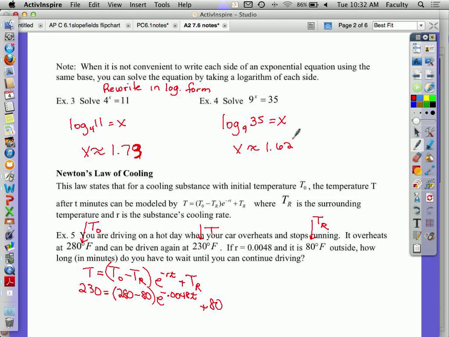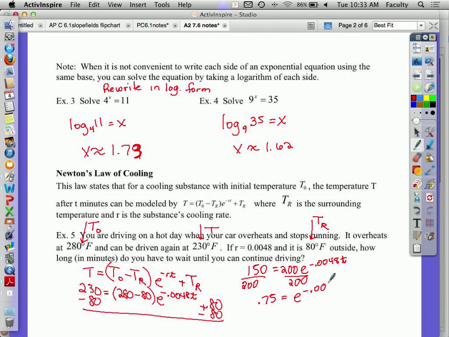All right, so here we go. We're going to start by, we're trying to get the e term alone. So we're going to multitask here. We're going to subtract 80 from both sides. And I'm going to get 150 equals 200 e to the negative 0.0048 t power. And then I'm going to divide both sides by 200. And I'm going to get 0.75 equals e to the negative 0.0048 t power.